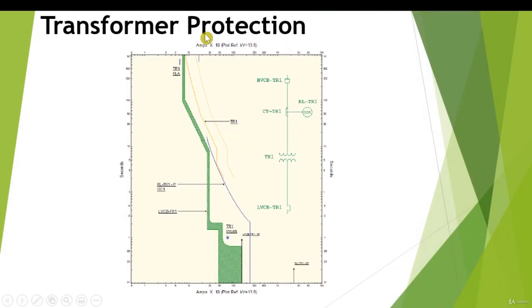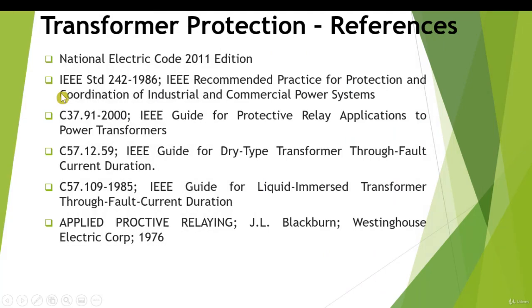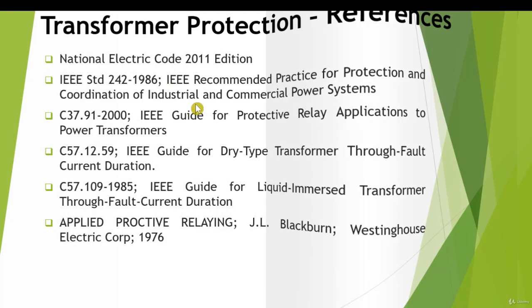Transformer protection is similar to what we have understood about motor and cable protection. So the relay curve has to be set below the transformer damage curve, which you can observe here. The transformer damage curve is shown with TR1 in orange lines, and the relay curve which is shown in blue is set below the transformer damage curve. These are the standards which can be referred for transformer protection.